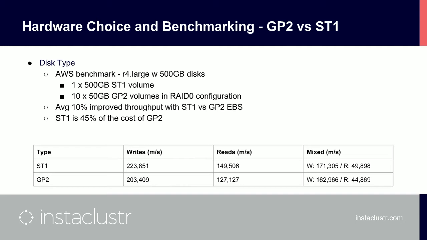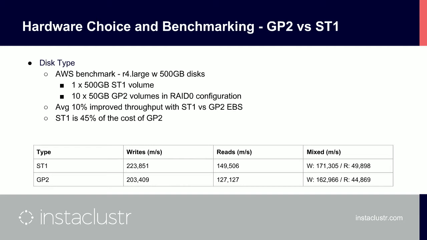One of the things that we looked at with Kafka was the type of EBS volumes to use in AWS. For Cassandra, we currently use what's called GP2 EBS volumes, which are SSD backed volumes, where the amount of IOPS that you get is proportional to the size of the disk. They have another SSD backed offering called provisioned IOPS, where you can basically buy IOPS independent of the size, but it tends to be quite expensive.